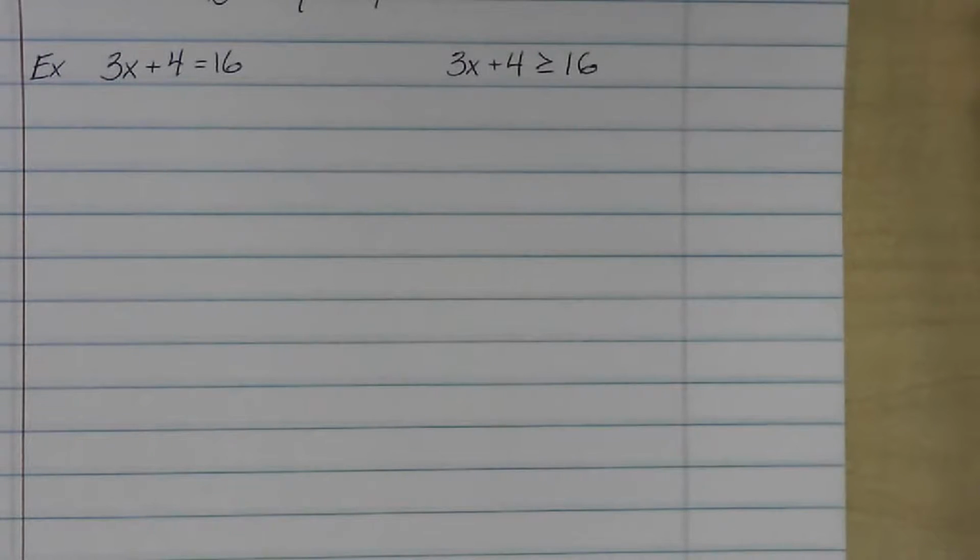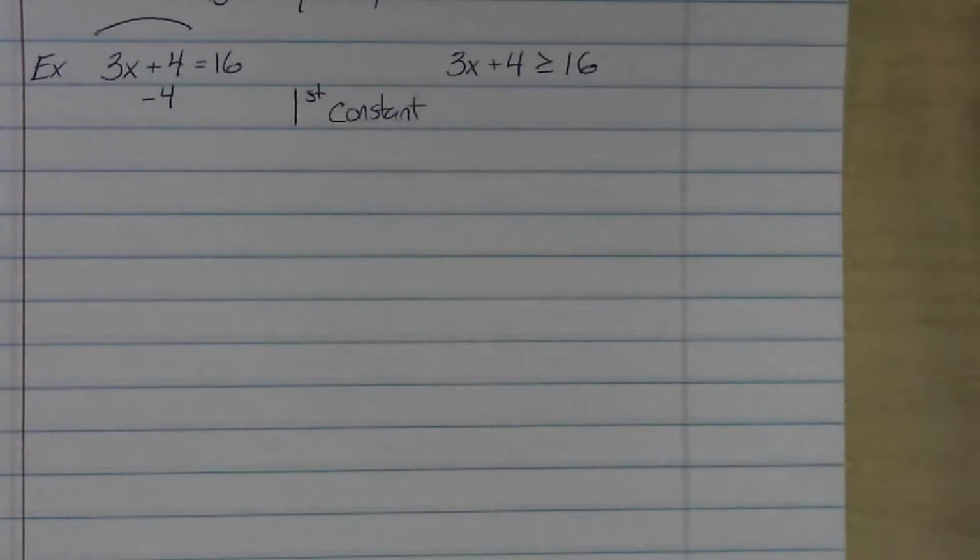Okay, on the left I have the equation 3x plus 4 equals 16. On the right I have the inequality 3x plus 4 is greater than or equal to 16. Very similar. So I want you to see the similarities and how I solve both of these. Starting with the equation on the left, first I look at the left-hand side, the side that has the variable, and I identify the constant. The constant is plus 4, and to take care of that, the opposite of plus 4 is minus 4.